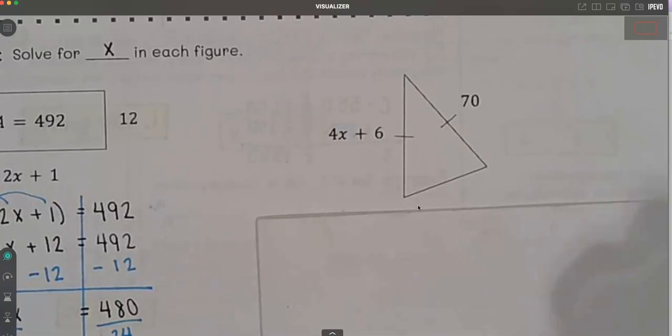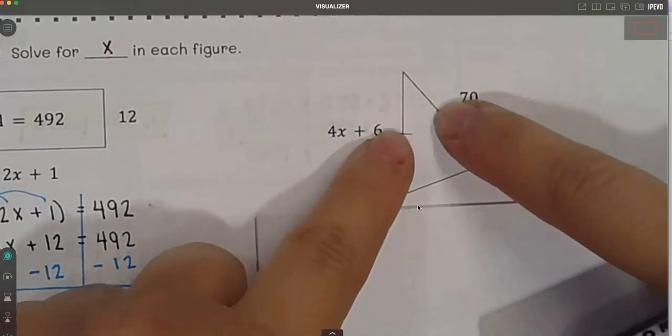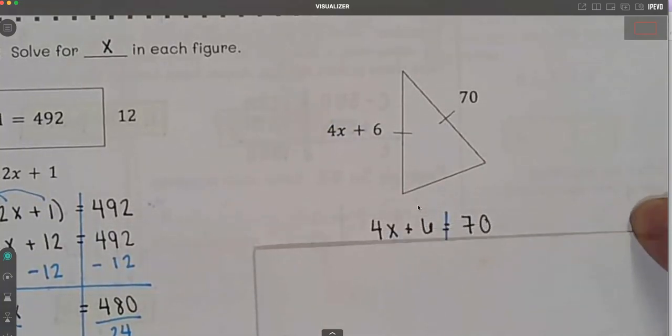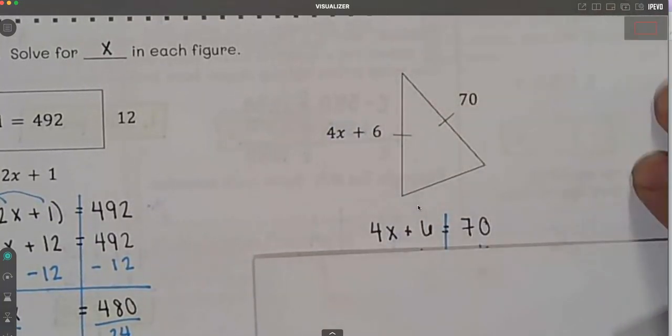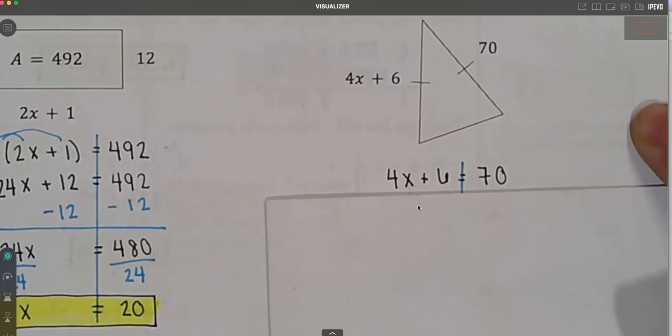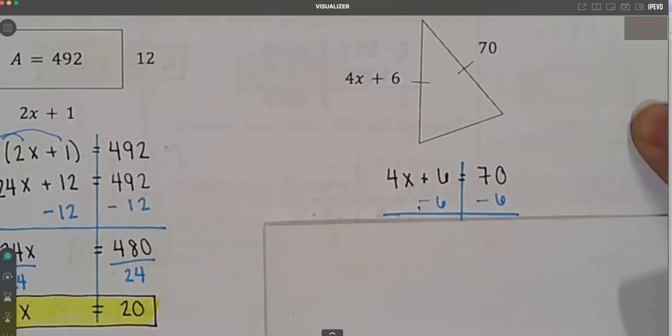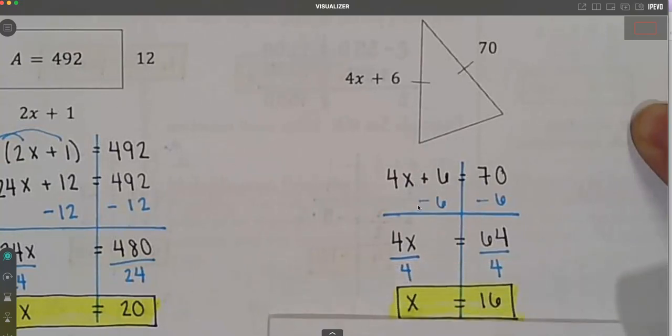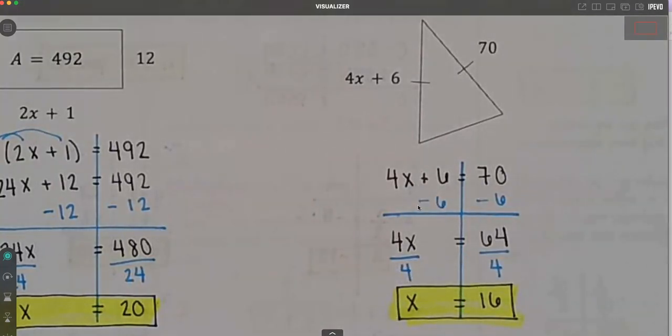All right, so in this case, these little dashes mean these sides are congruent. They're equal in length. So I can set these equal to each other. So 4x plus 6 equals 70. I'm going to subtract 6 from both sides. I get 4x equals 64. Divide both sides by 4. X equals 16. And that's it. The end of the Unit 2 notes.